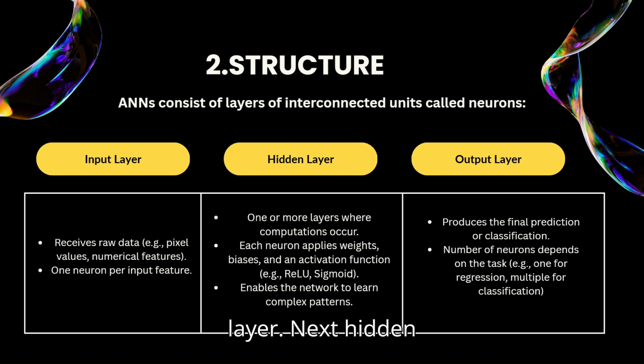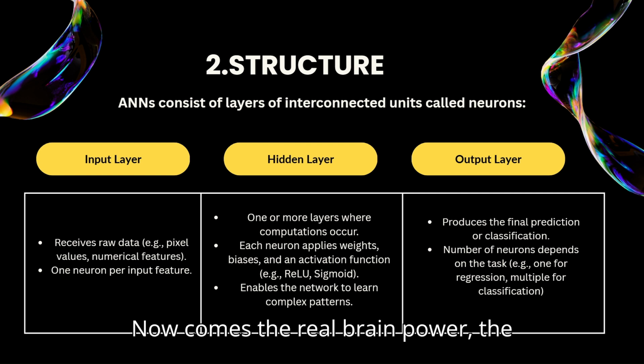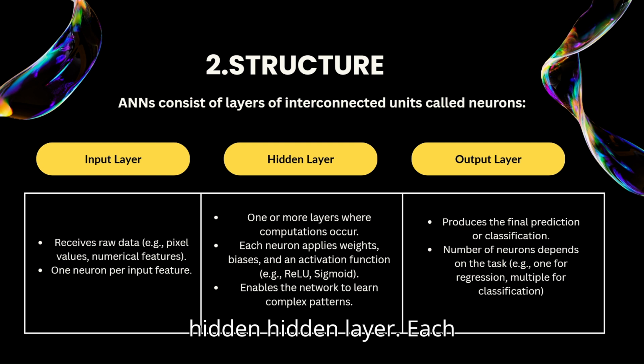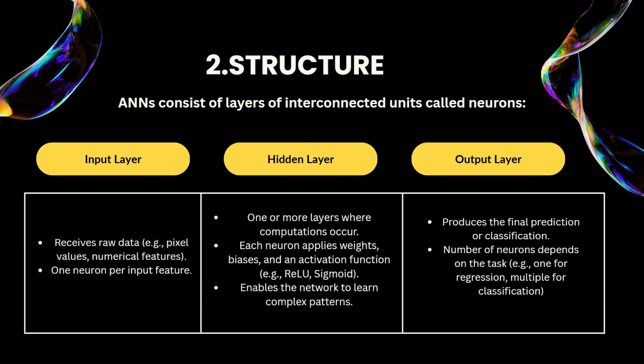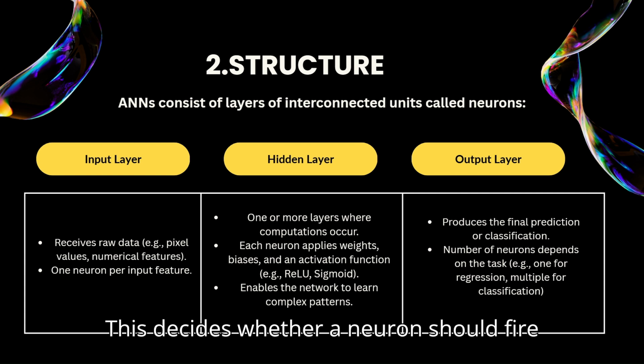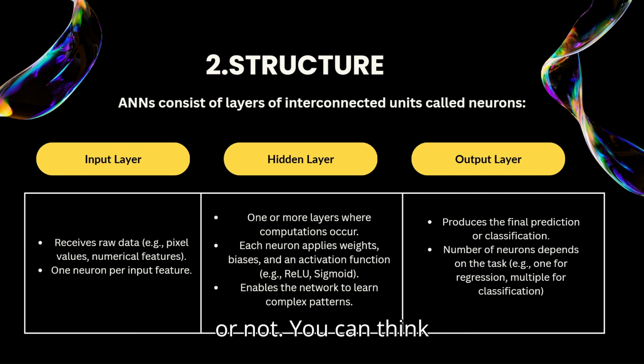Next, the hidden layer, where the real thinking happens. Now comes the real brain power, the hidden layer. Each neuron here does three things: multiplies the input by a weight, adds a bias, and applies an activation function like ReLU or sigmoid. This decides whether a neuron should fire or not.